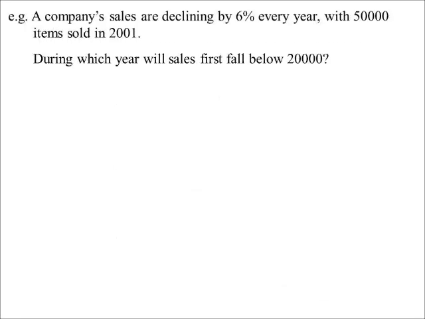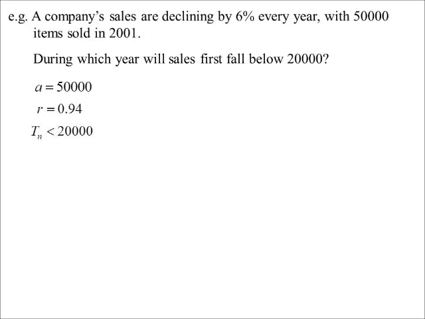This one quite possibly is a more realistic application. A company is looking at its sales. They notice they're declining by 6% every year, and they had 50,000 items sold in the first year, 2001. If it continues going down at 6% every year, when will sales fall below 20,000? Now, I guess this is far more realistic, and people do use these sorts of things: they assume it is a pattern and try to predict when things are going to happen so they can plan accordingly. So, first term is 50,000.